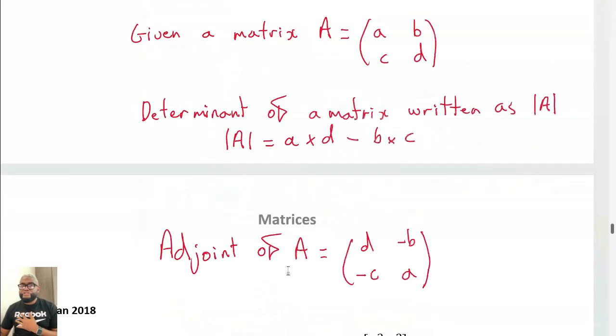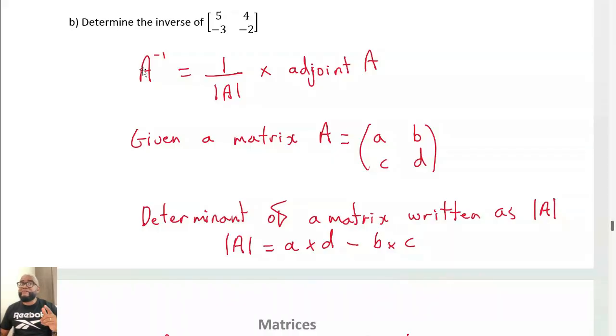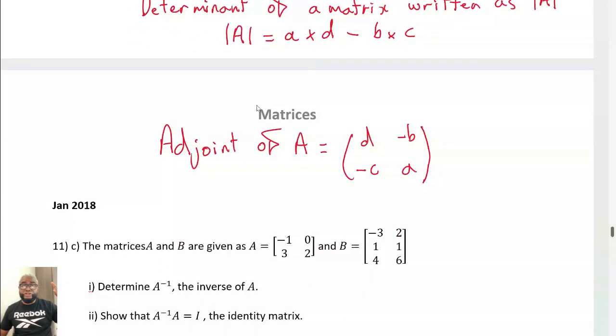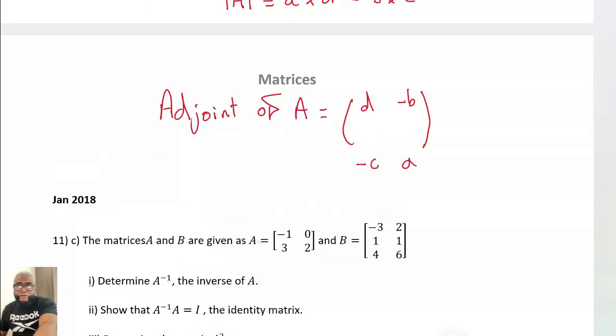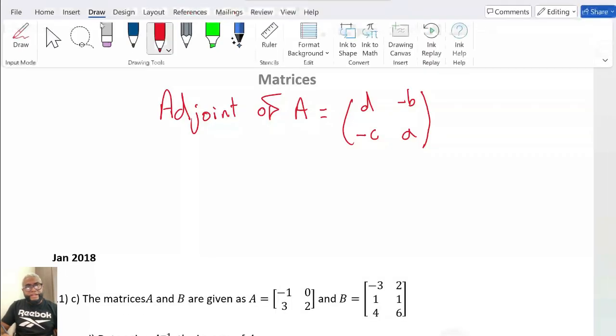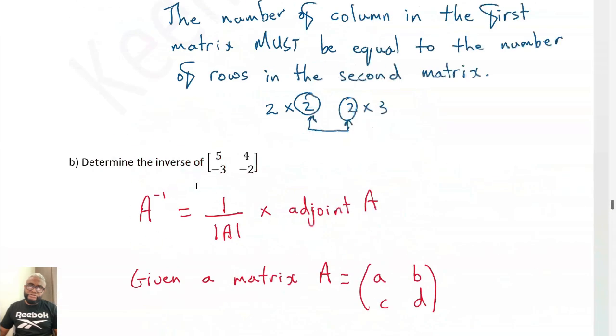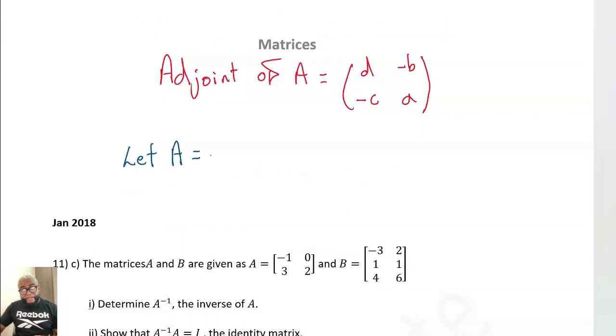Right, so we move on. We have the adjoint of A, we have the determinant of A. What is the inverse? The inverse of A, whatever the matrix is, is equal to 1 over the determinant multiplied by the adjoint. So let's work. We're going to let A be the matrix that they give us. So let A be equal to 5, 4, -3, -2.